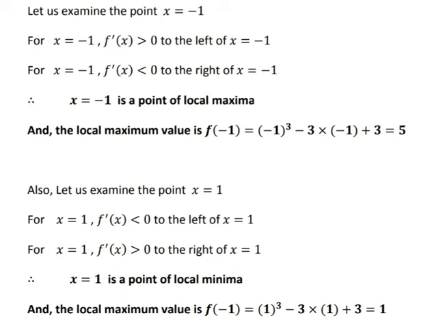Now, to find out the maximum value of the function, what we do is we substitute x equal to minus 1 in the expression of the given function. And when you do that, you'll find that the value of the function at that point is equal to 5, and 5 is therefore a maximum value, a local maximum value.